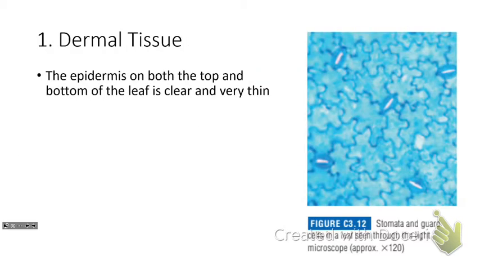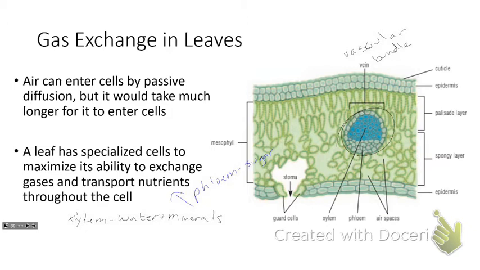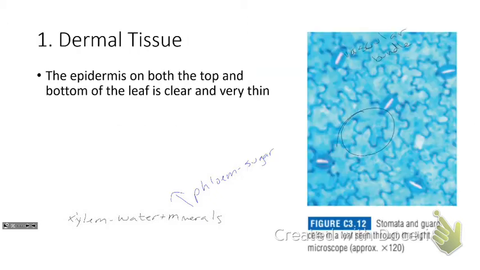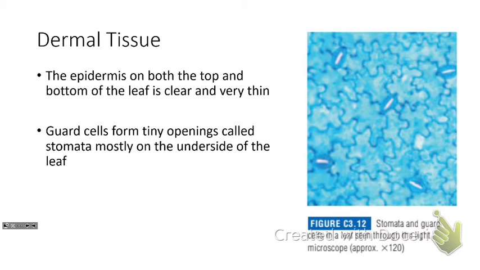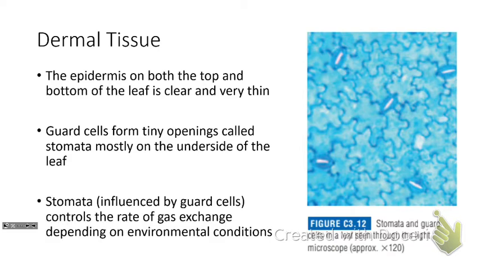Okay? So now we're gonna talk about different types of tissues and photosynthesis, okay? So a little bit more in depth here. Okay, so one, dermal tissue. This is the epidermis. It is on the top and the bottom of the leaf and is very thin. We have guard cells called stomata, mostly on the underside of the leaf. And influenced by guard cells, stomata will control the rate of gas exchange depending on environmental conditions, right? We've talked about this a couple times. So if it's sunny out, those stomata are going to be open. If it's dark out, those stomata are going to be closed, right?